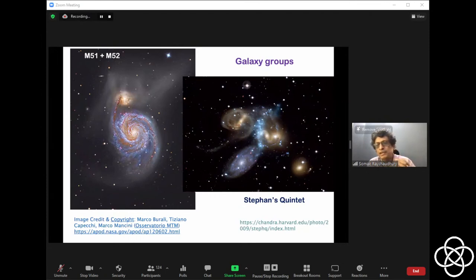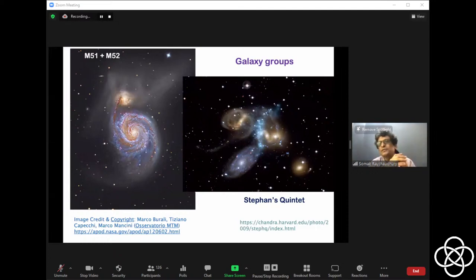Here's a famous group on the right called Stephan's Quintet. This is a work I did quite a lot, along with Dr. Saikia, who gave you the lecture in the morning, who did quite a lot of work on Stephan's Quintet. This is a picture we produced from the Hubble Space Telescope, in which you can see there are, looks like, five galaxies in there. This is a combination of an optical image with the blue being the X-ray image superposed on it. So if you take out the blue part, you can see the deep optical image.